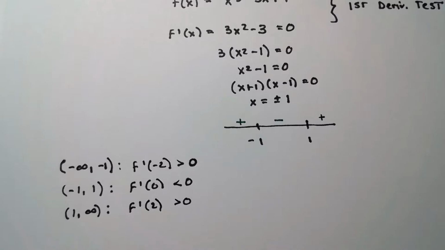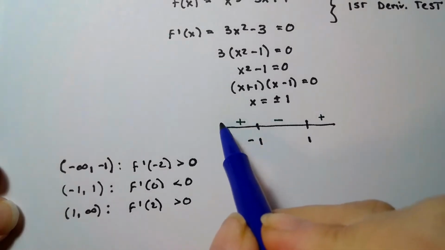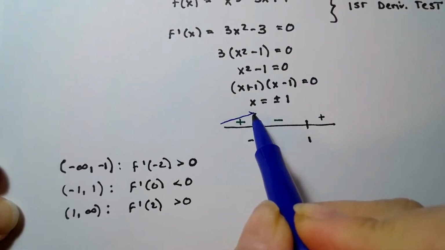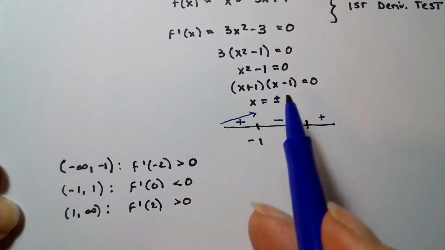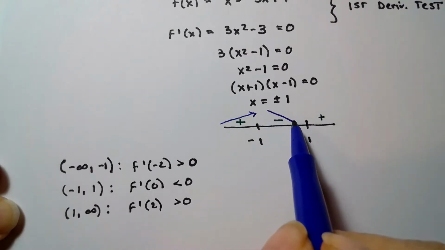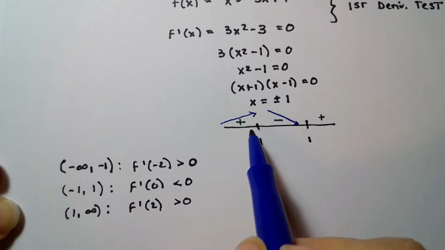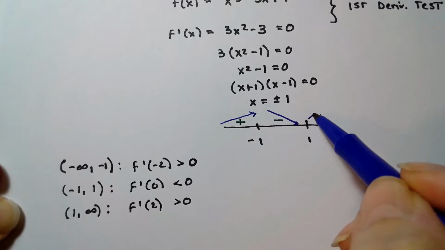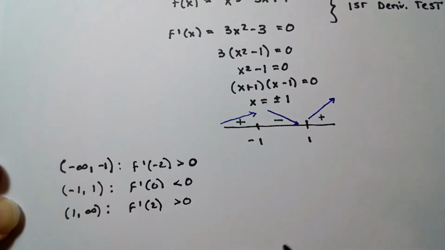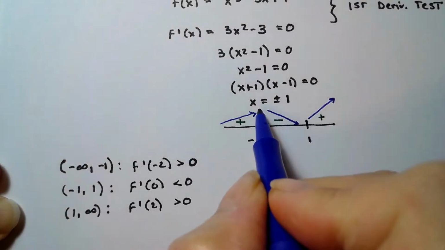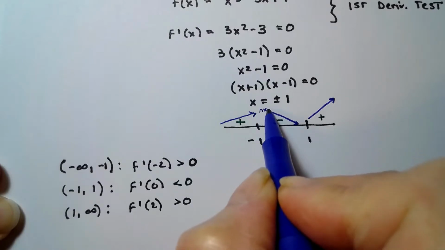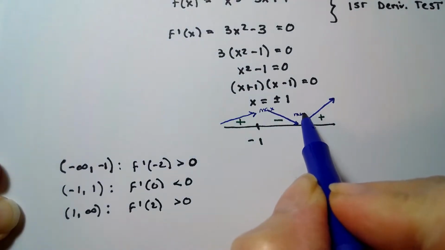Now what does that mean? Well, it means I can tell a lot of stuff about the function without a calculator. I know that the function f is increasing from negative infinity to negative 1. I know it's decreasing from negative 1 to 1. And then I know it goes back to increasing again from 1 to positive infinity. And that tells me I have a max here, and I have a min here.